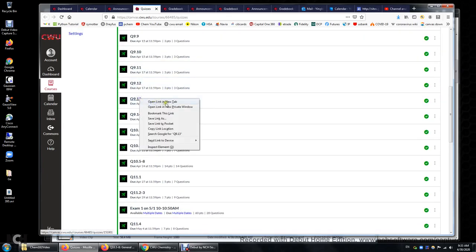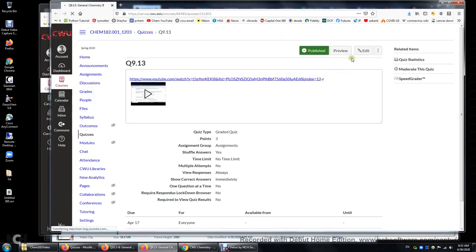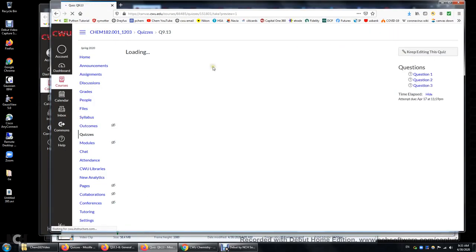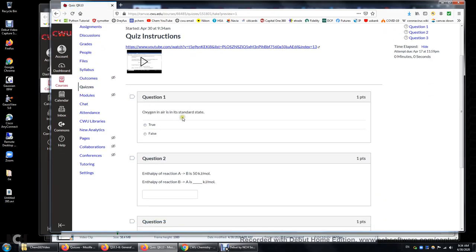Okay, we have 2 more, 13 and 14. So 9.13 first. Let's do a preview. Oxygen in air is only 0.2 atm or 0.2 bars approximately. For a gas to be in the standard state, the pressure of the gas, or the partial pressure of the gas in the mixture, has to be 1 bar. That's not 1 bar. It's not even close. It's only 0.2 bars or 0.2 atm approximately.